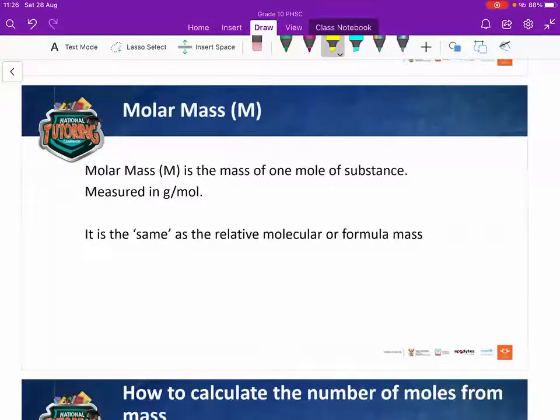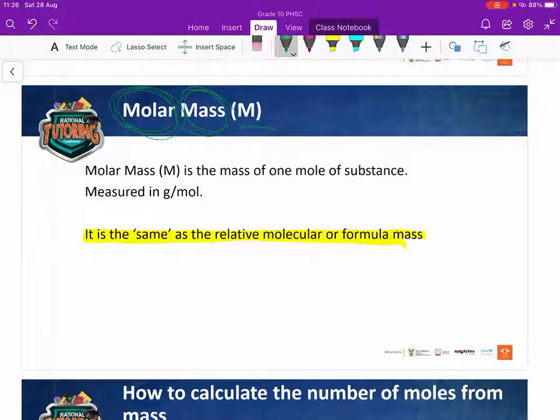Right, so molar mass M is the mass of 1 mole of substance, measured in grams per mole. It is the same as the relative molecular or formula mass. So this is a new concept, but it's something you already know how to do, thank goodness. The term molar comes from the word mole. It's the mass of 1 mole. That's why we have the term molar mass. The symbol for that is just a capital M.